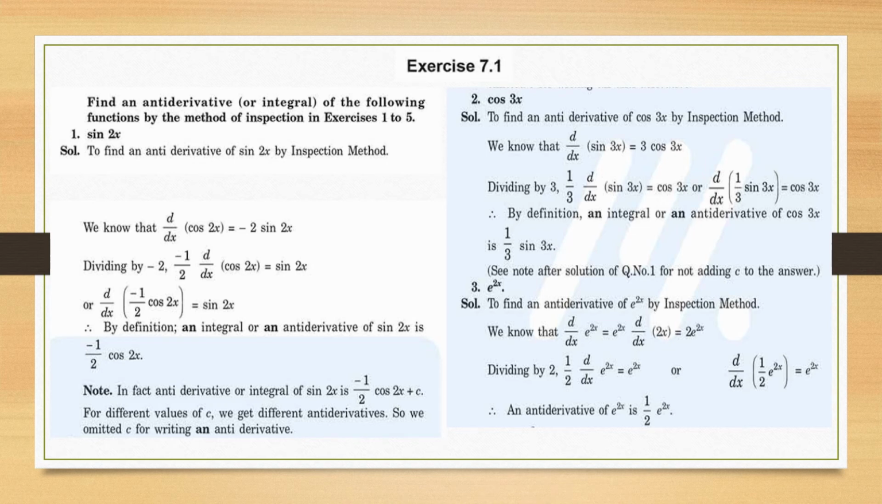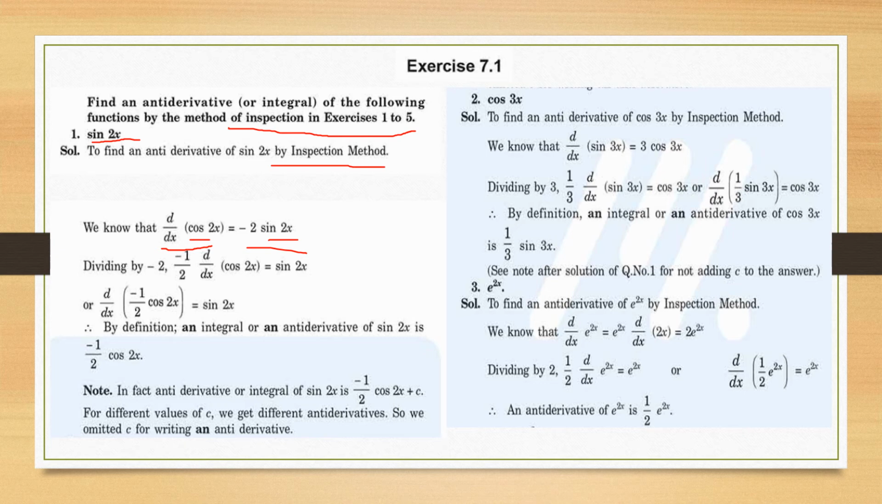Exercise 7.1. Find an antiderivative or integral of the following functions by method of inspection, in exercises 1 to 5. So let us start. Method of inspection means you have to use the concept of derivatives. So sine 2x is there. We know d/dx of cos 2x is minus sine 2x, and d/dx of 2x is 2. So it is minus 2 sine 2x.